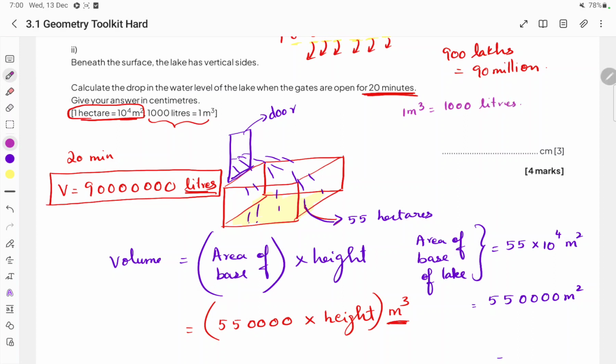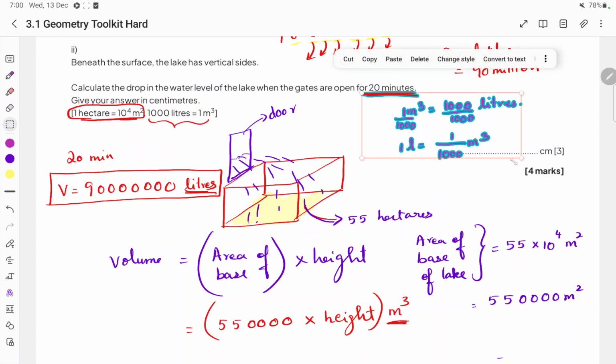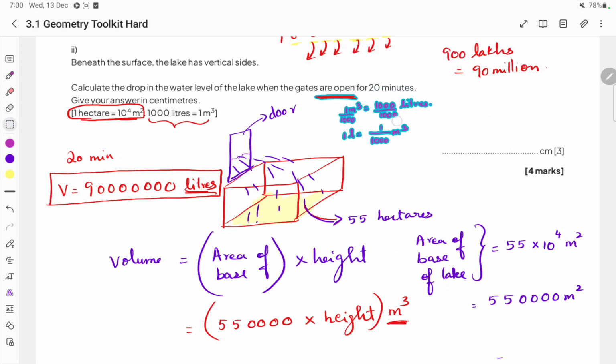So 1 liter means, I have to divide by 1000 both sides. If I divide by 1000, this 1000 and 1000 will get cancelled. 1 liter will be equal to 1 by 1000 meter cube. 1 liter is 1 by 1000 meter cube. So this I will just reduce.